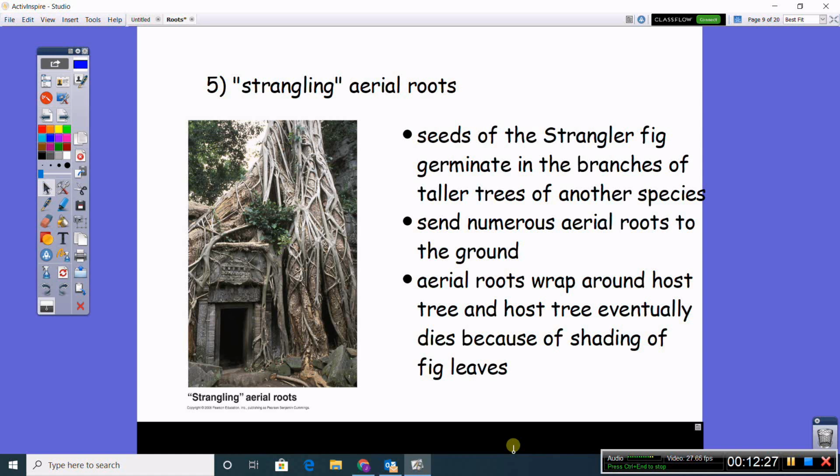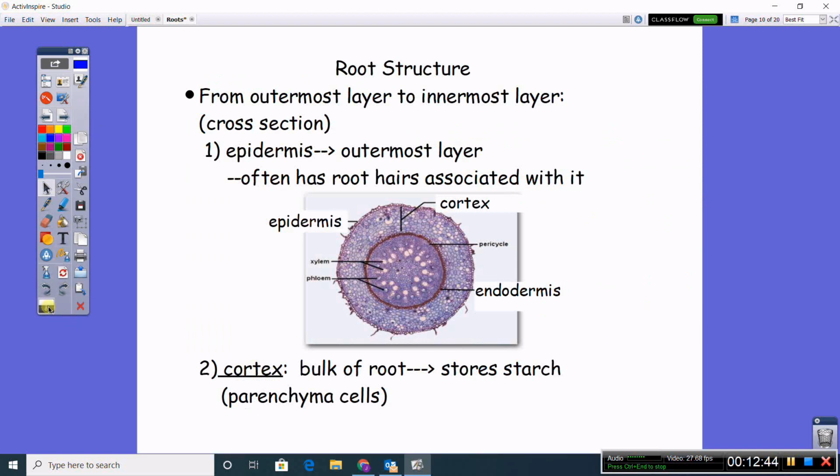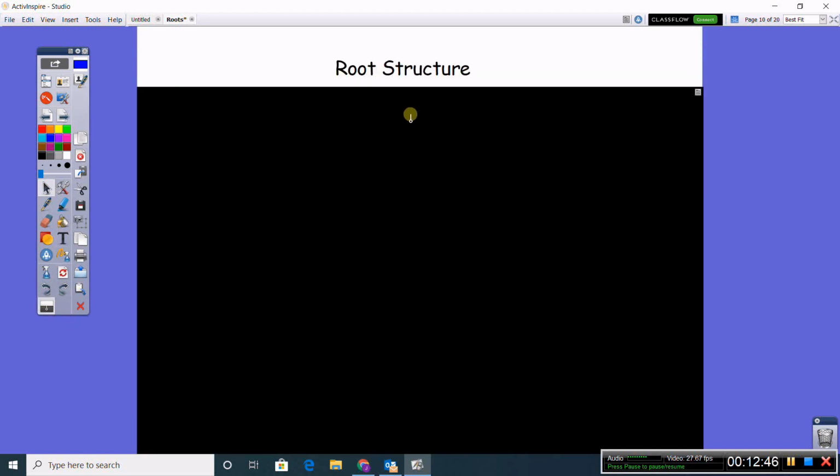The aerial roots wrap around the host tree, and the host tree eventually dies because of being all covered up. So those are your 5 types of modified roots. Okay, now we're getting into the technical.